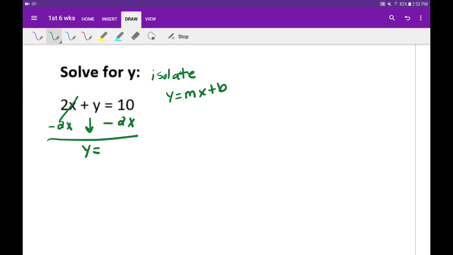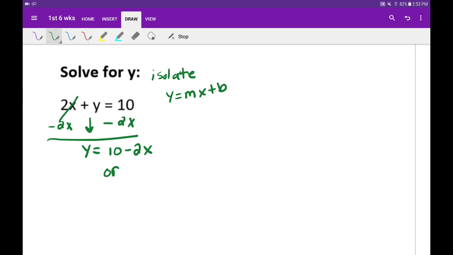Okay, now we can't take 2x from 10 because it's not an x with it. So apples and oranges, okay? We can only subtract variables from other like variables, okay? 10 has no variable, it's a constant. So what we do is we just write it together. So we'll get 10 minus 2x, just like so.